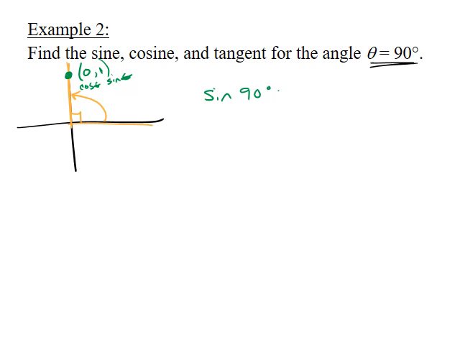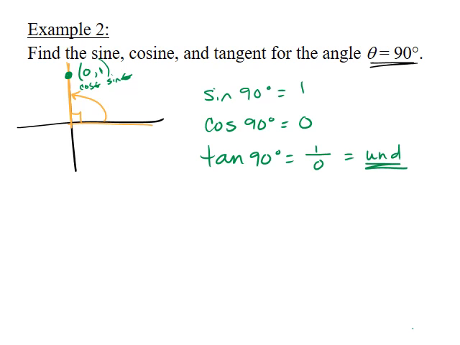Sine of 90 degrees is the second value in the ordered pair, which is 1. Cosine of 90 degrees is the first. And then we want to find tangent of 90 degrees. Remember, tangent is sine over cosine. Anything divided by 0 is undefined. So tangent of 90 degrees is undefined. So this is just what we want you to be aware of when you're dealing with the quadrantal angles.